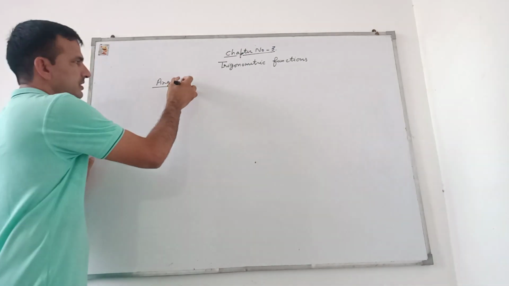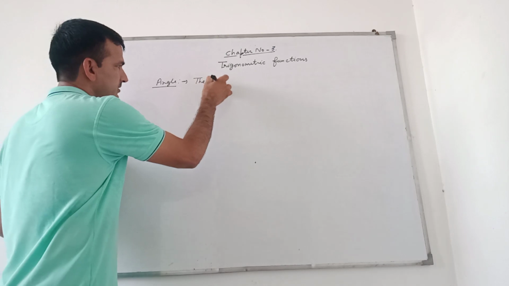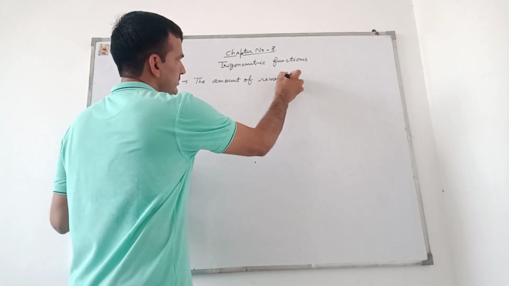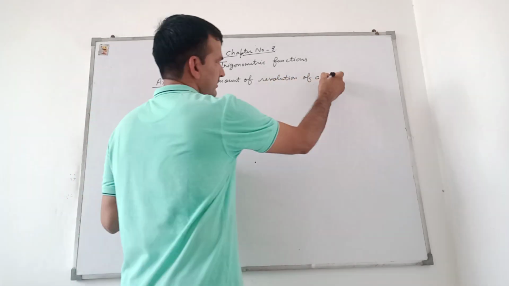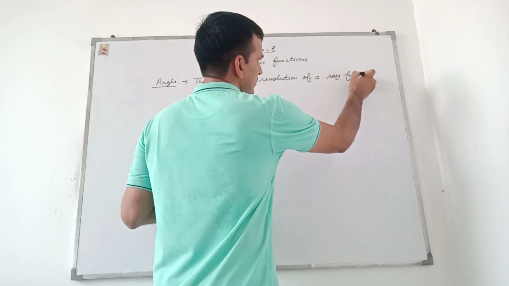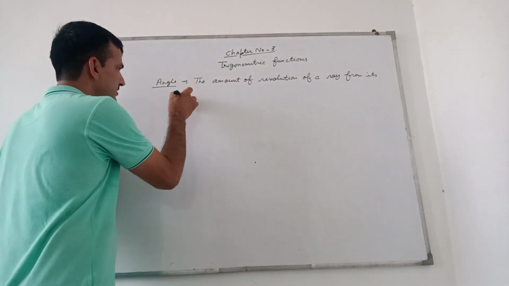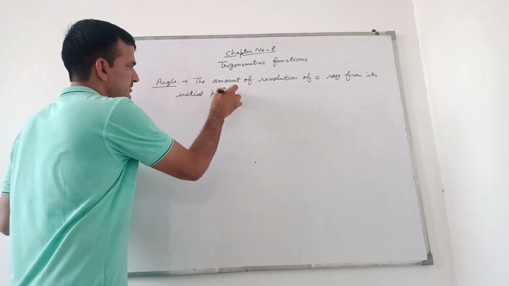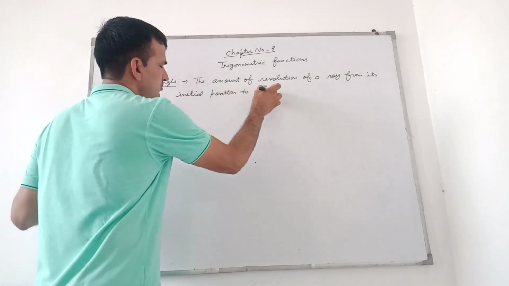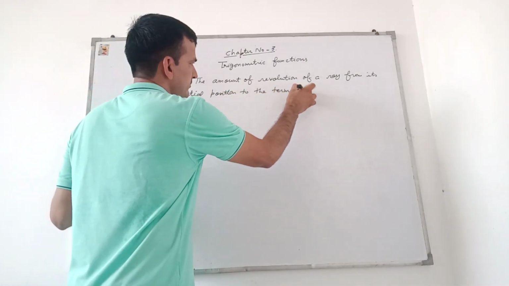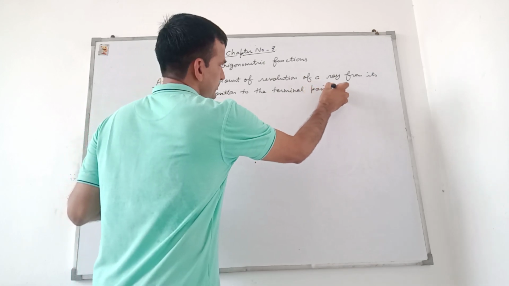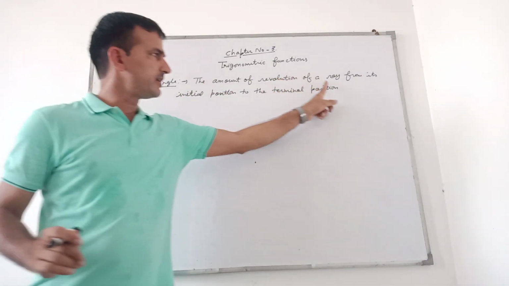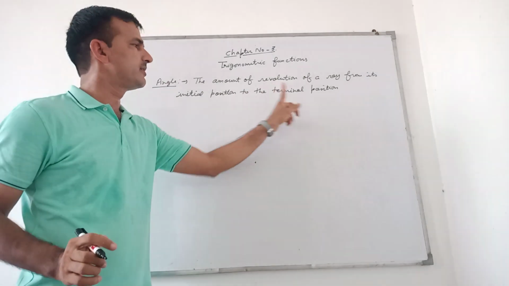Definition of angle: the amount of revolution of a ray from its initial position to the terminal position. What is angle? The amount of revolution of a ray from its initial position to the terminal position.